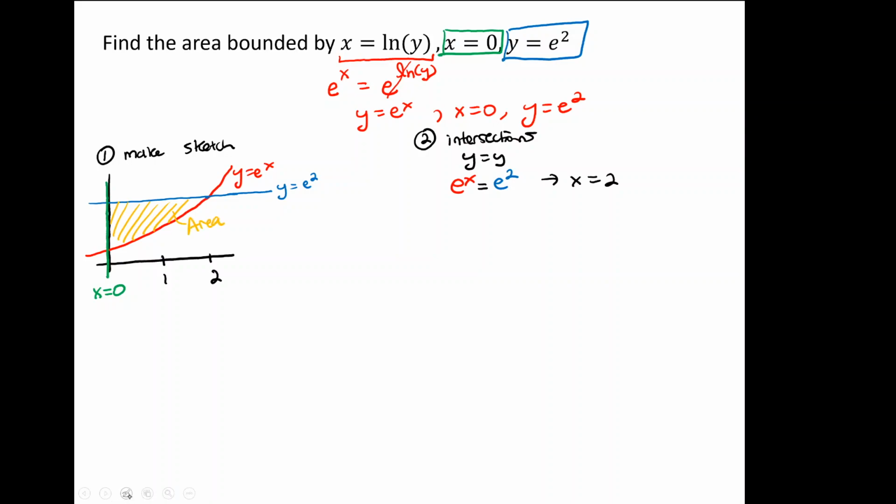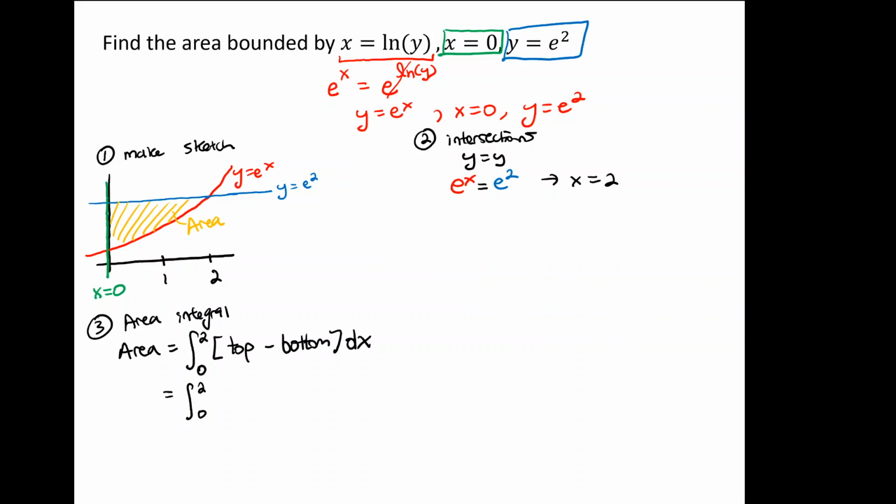Now we'll do step 3, area integral. So the area is the integral from 0 to 2 of the top function minus the bottom function. All right, well, what's the top function? What's the blue? It's e to the 2. It's a constant. That's okay. We're allowed to have a constant as the top or bottom curve. And the bottom is e to the x, dx.